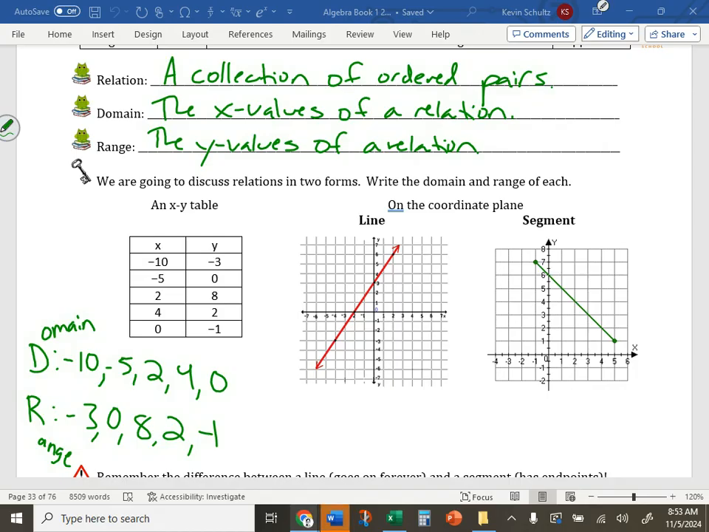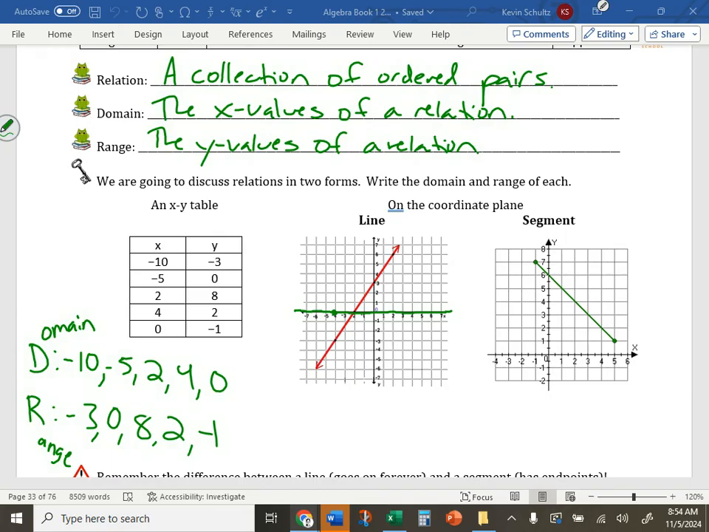Okay? When it's graphed, it's a little bit different. And we're going to start with a line. So knowing that this line continues on forever and ever, when we're talking about the x values of this relation, we're looking on the x-axis here, right? Is there any number on the x-axis that is not represented in an ordered pair in that line? For example, if we're looking at the x value of -4, where is -4 represented in an ordered pair on the line?